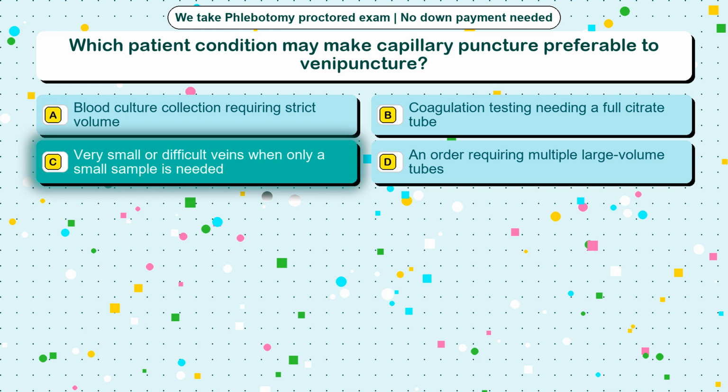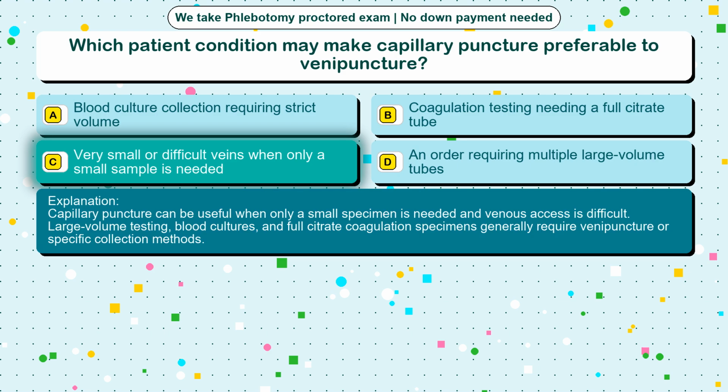The correct answer is option C. Very small or difficult veins when only a small sample is needed. Capillary puncture can be useful when only a small specimen is needed and venous access is difficult.